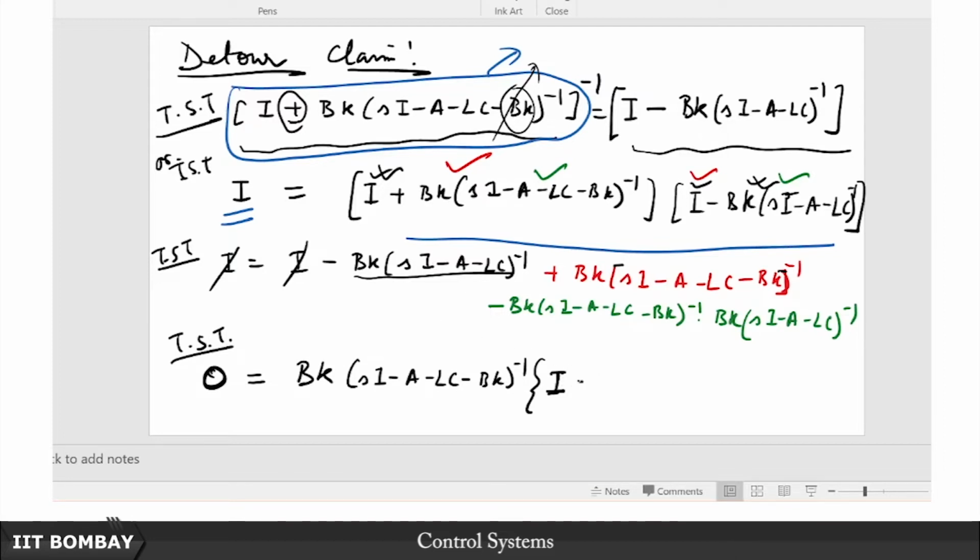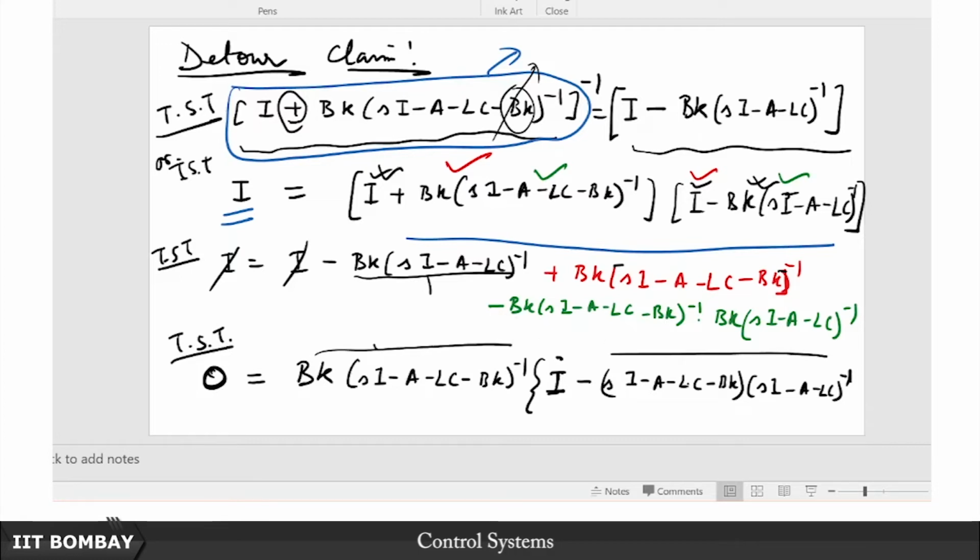I have to clearly multiply by this (Si minus A minus Lc minus bk) times (Si minus A minus Lc) inverse, right. You see now, the first term, when I multiply with this, I get back this term. Then I multiply this term with this term, so this inverse and this pulverize each other, so I am left with bk times (Si minus A minus Lc).